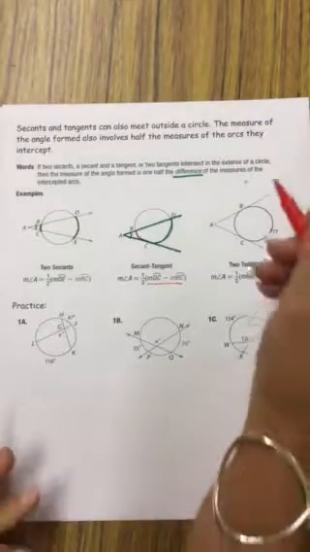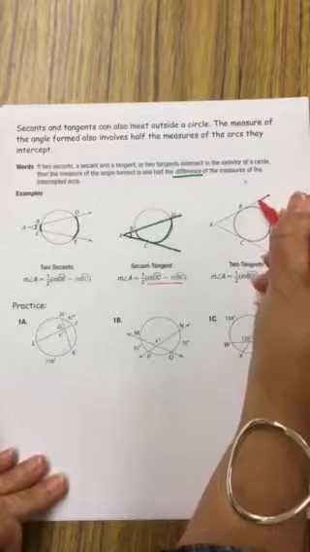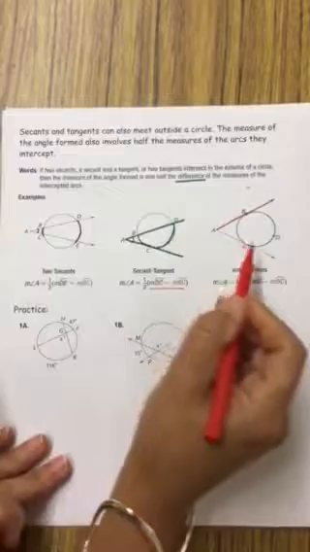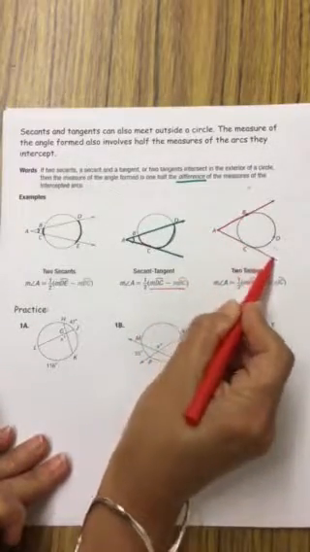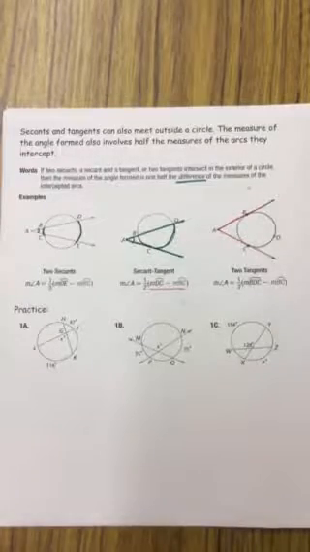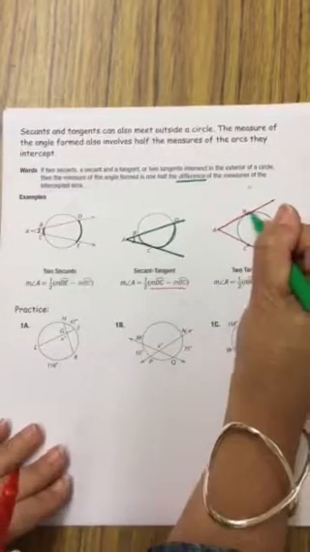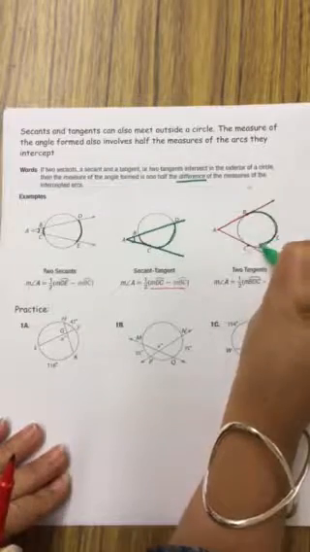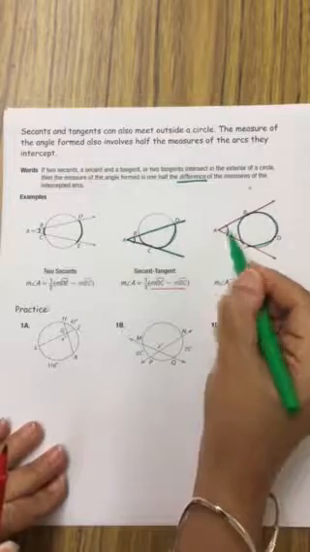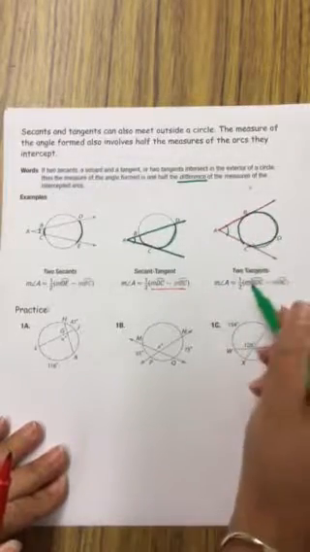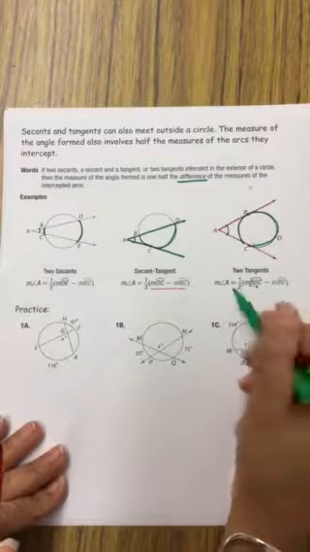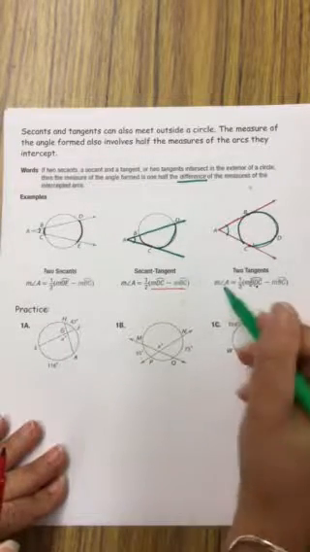And finally, the last one we're going to look at is when we have two tangents. So ray AB is a tangent, and ray AC is also a tangent. They touch in exactly one spot, but they still intercept the arcs. They intercept arc BDC and arc BC. So again, if I wanted to find angle A, you take the big arc BDC minus the small arc BC. Then you take half of those, and you have the measure of angle A.